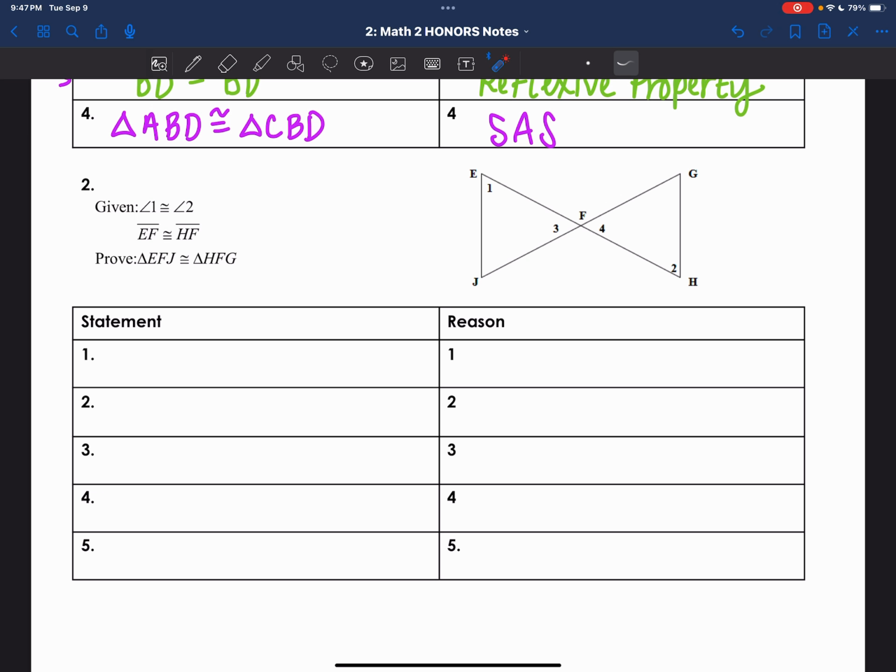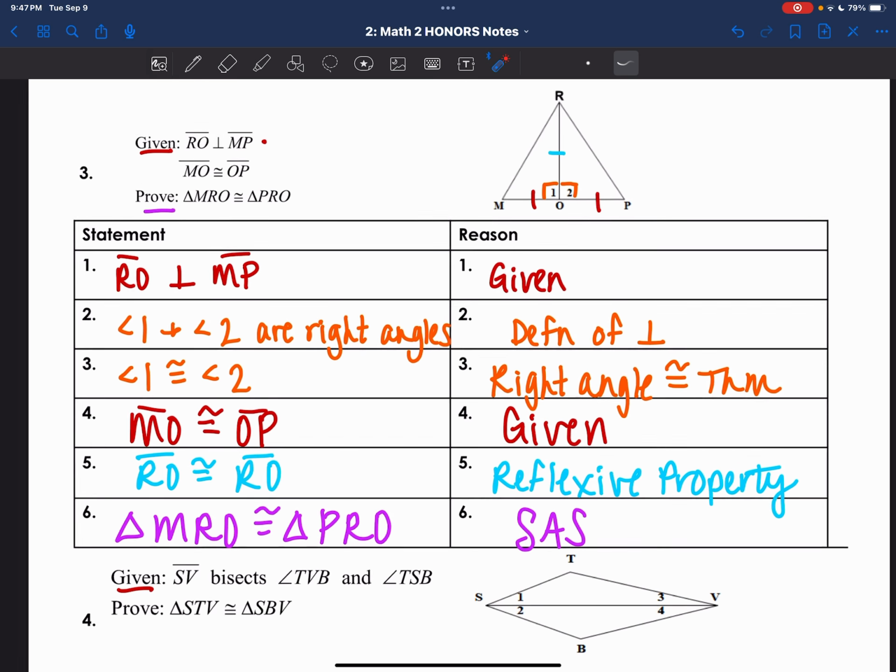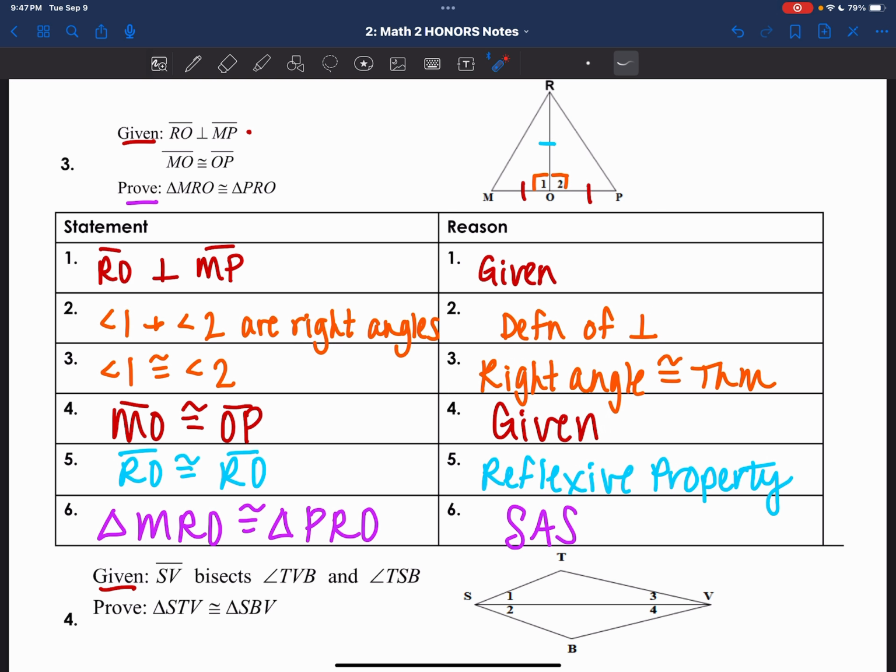So make sure you mark your figure, and then your proof is going to go to the last one, or whatever the last part of it is. And then here's where you would put like side, angle, whatever here. So go ahead, I want you to try this one, and we're gonna do some more. So let's go ahead, let's do this one together.